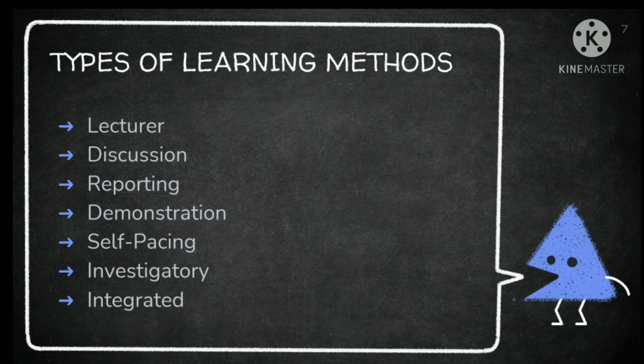The next one is reporting. So usually when we say reporting, this is a type of lecture. But in this case, the students are the ones who are giving lectures, so that's the reporting method. The next one is demonstration. This is a teacher-led type of teaching method. So the teacher would usually show the students how to do things, how things are done. That's the demonstration, and the students are just made to observe. But sometimes the students are also given a chance to do things on their own.